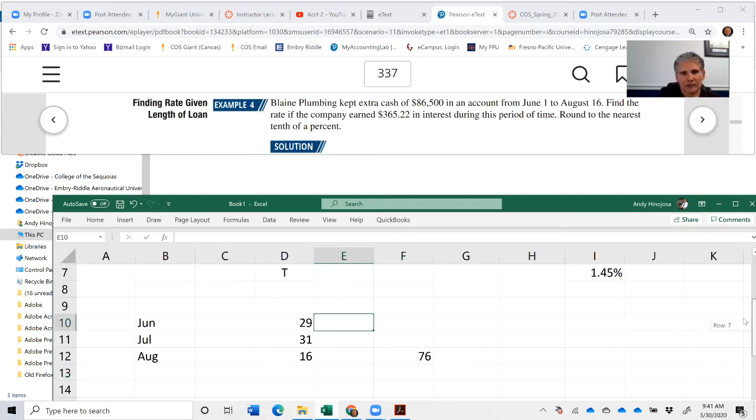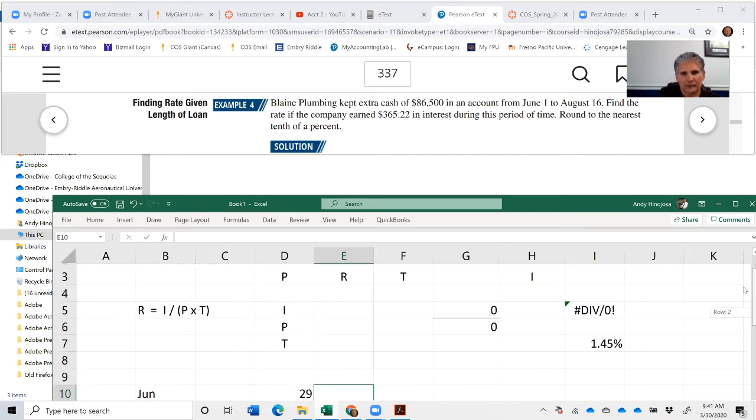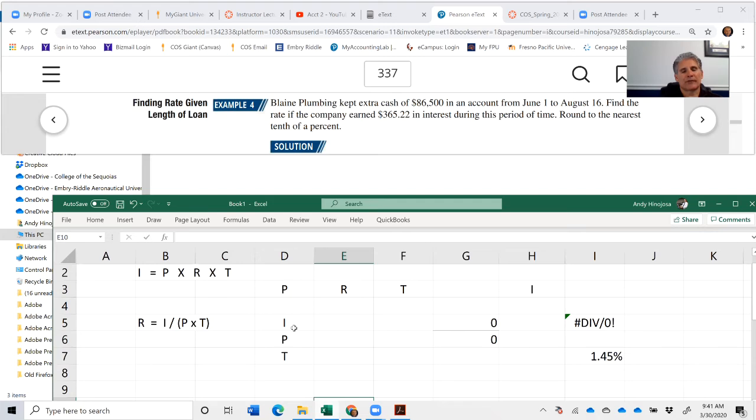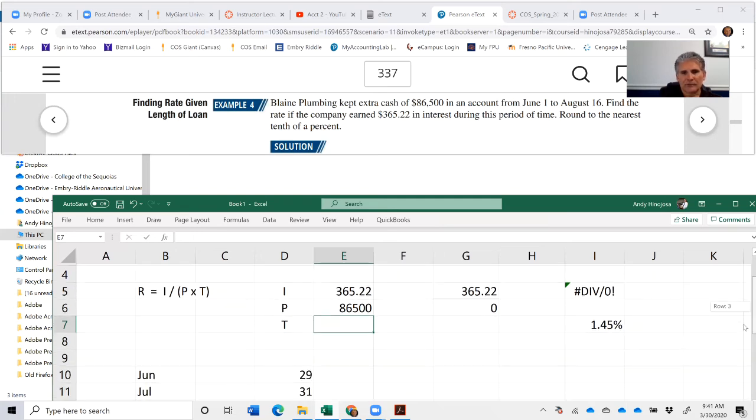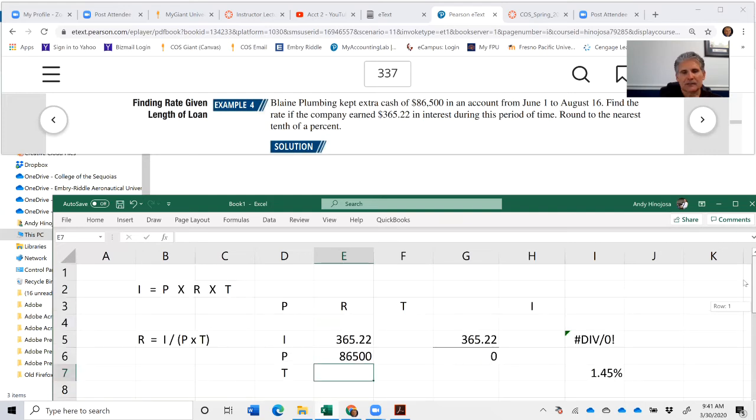Now we have everything we need to go ahead and solve for the R. We have the I, the P, the T. We just figured out what we needed for the T. So the I is 365.22. The P is 86,500. You see where I'm getting the numbers, right? The T, well, we just figured out 76 days. So we're going to use 76 divided by 360. That's 0.21111, which goes on almost forever.